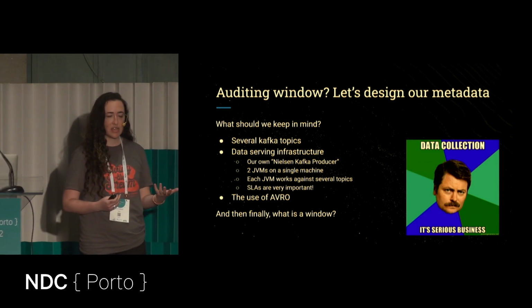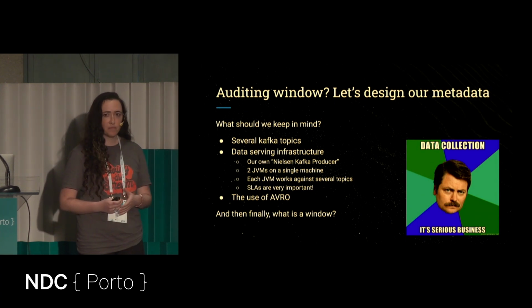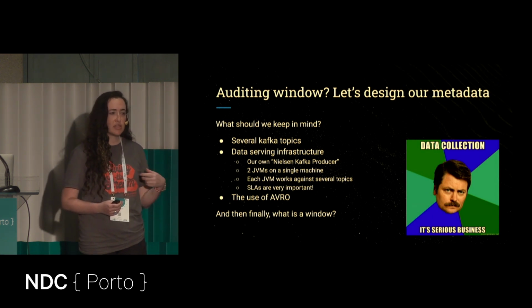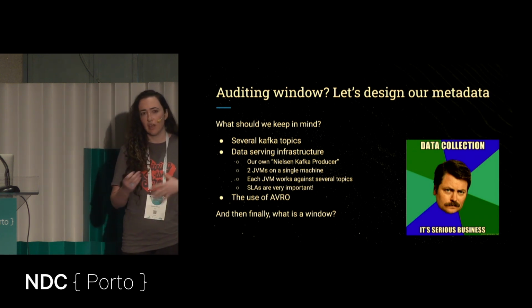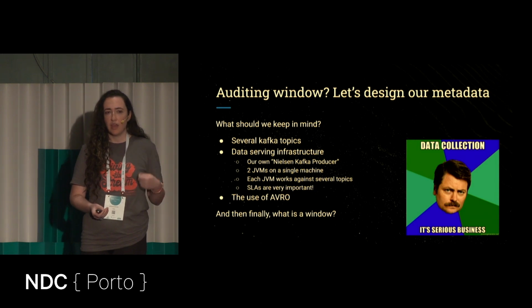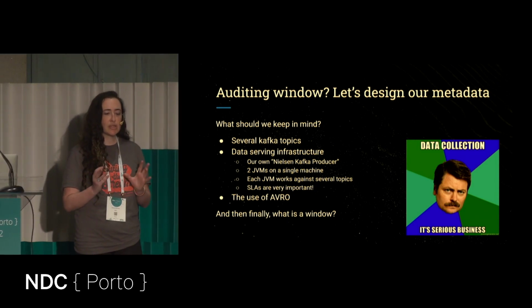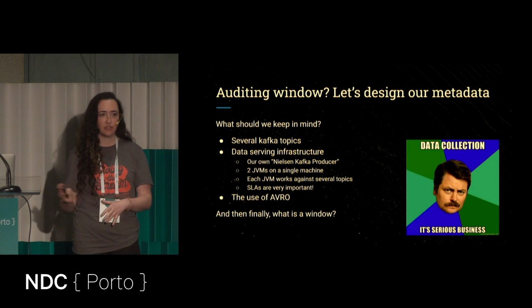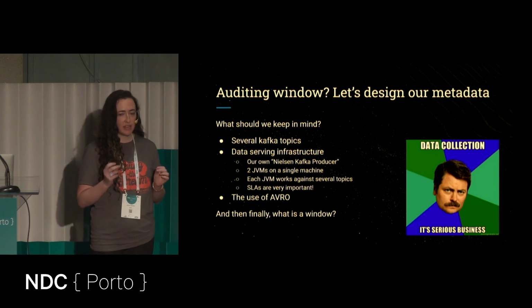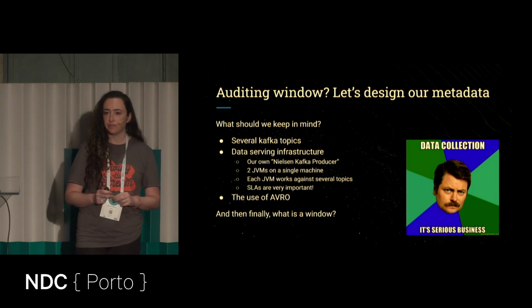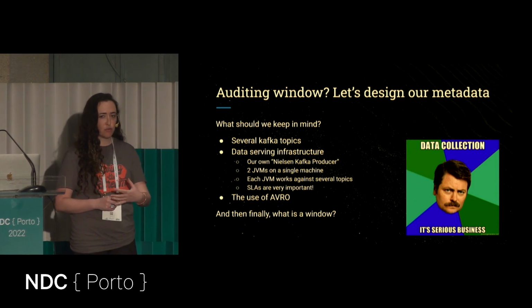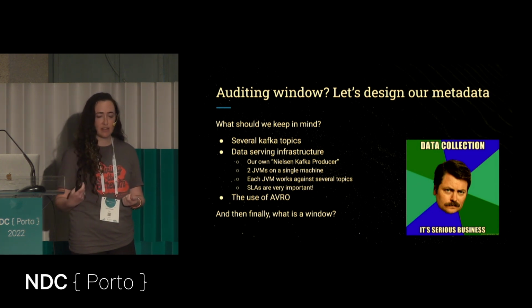So I told you that the data serving infrastructure is written in Java. It's not running one process, it's running two processes. And each and every one of those is actually running against a different set of topics, according to its own configuration. Another thing is the fact that they don't use a simple Kafka producer. They use a wrapped up version, a Nielsen Kafka producer. And of course, as I've already said, SLAs are very, very important to them. Last but not least, as I've already mentioned, we use the Avro serialization format across all of our topics. And as I've already said, this is going to make our job really, really easy.